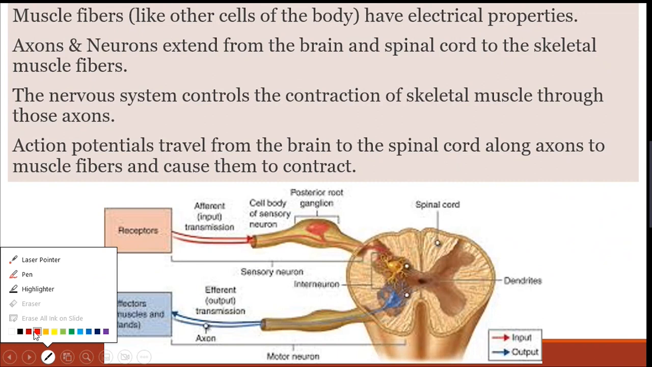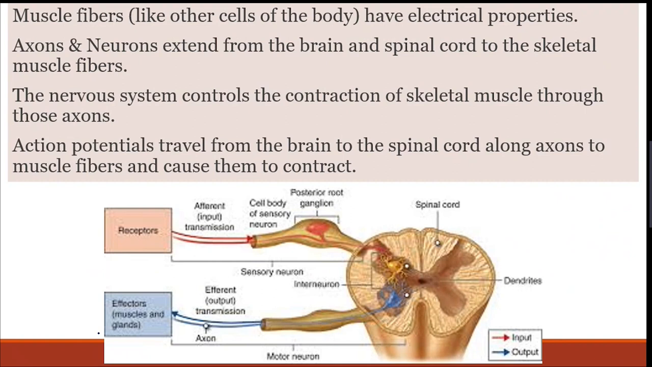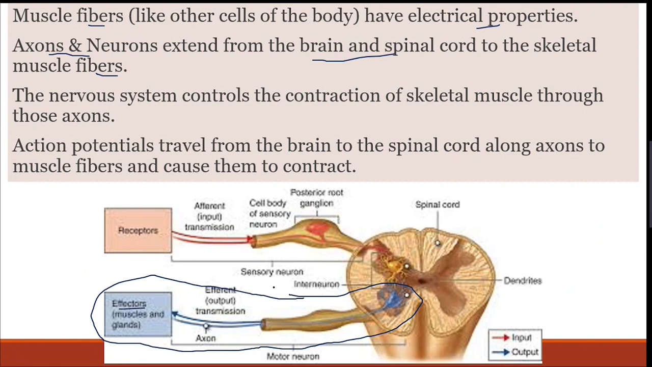This should be familiar. This is kind of a review on Chapter 12, so you should recognize the spinal cord here. All this is saying is the muscle cell has electrical properties, meaning that muscle cell has the ability to receive that action potential. The axons of those neurons are going from the brain or spinal cord to the skeletal muscle fiber. Remember, this right here is that motor neuron, which is communicating with the effectors. That's all that's saying. It's going from the spinal cord here, going out to the effectors. There's the head of that, or the cell body of that motor neuron.